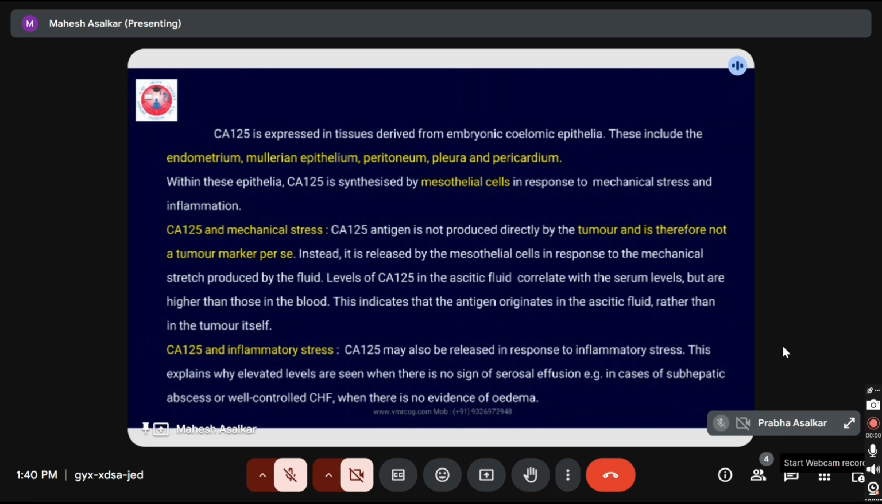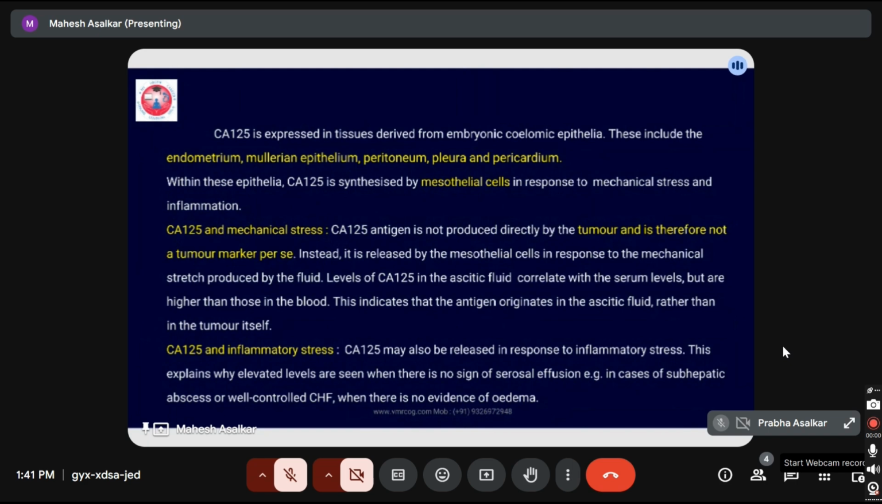Within these epithelia, CA125 is synthesized by mesothelial cells in response to mechanical stress and inflammation. So two important triggering factors for the production of CA125 from the mesothelial cells are mechanical stress and inflammation. So it is produced by the mesothelial cells, which are embryonic in origin.